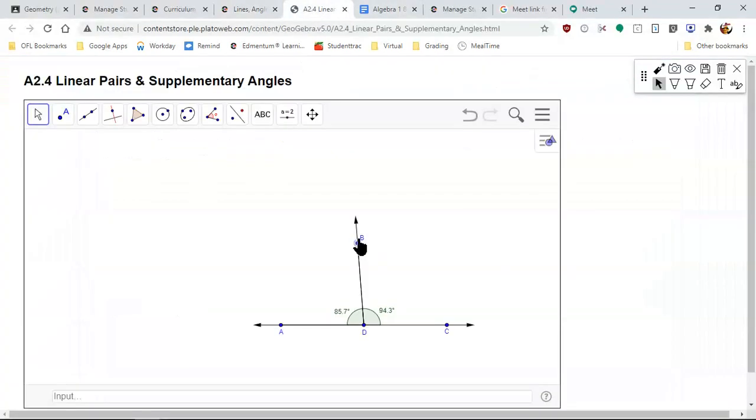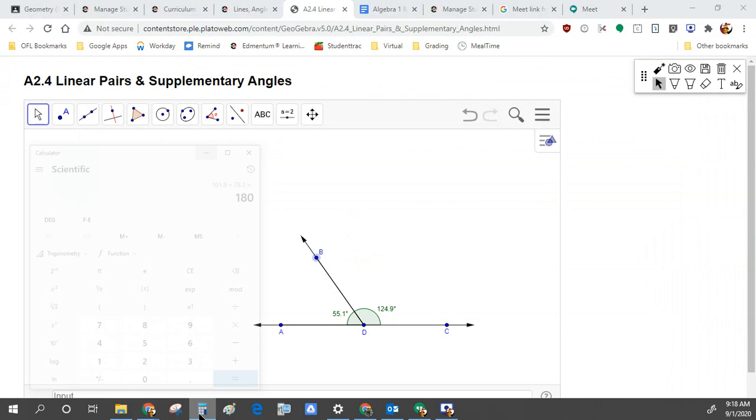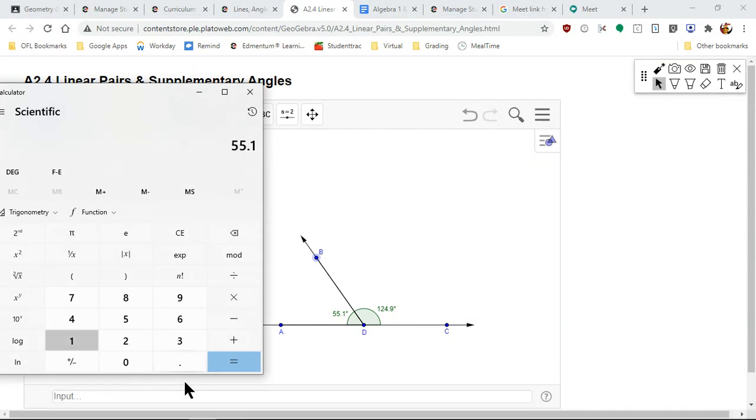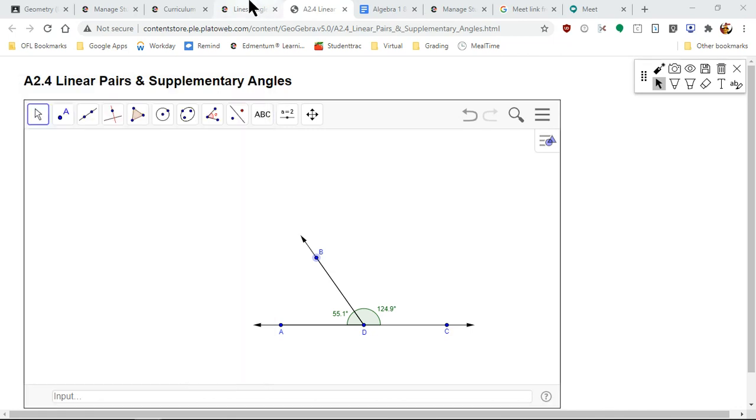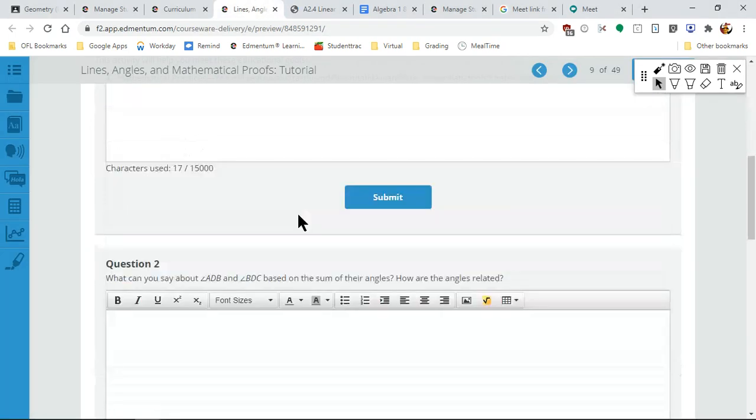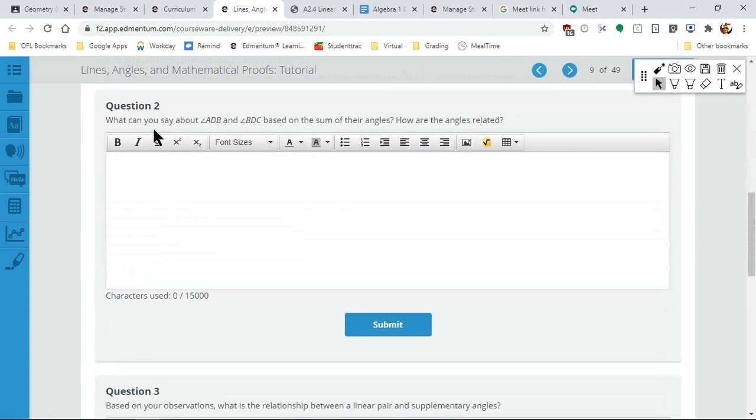If I moved it again to somewhere else, if I added it up, 5.1 plus 125.9, again, 180. That's all they're saying. The sum is always 180. What can you say about these two angles based on the sum of their angles, since the sum is always 180 degrees?